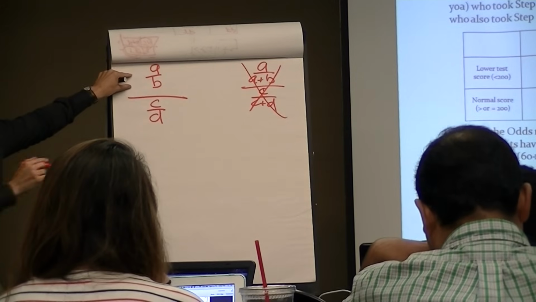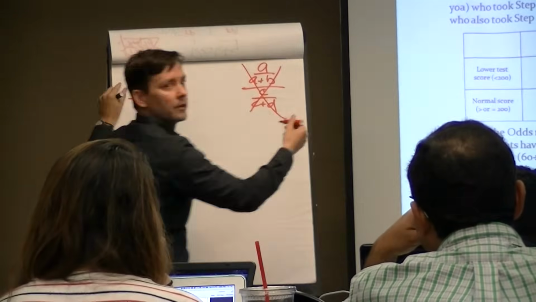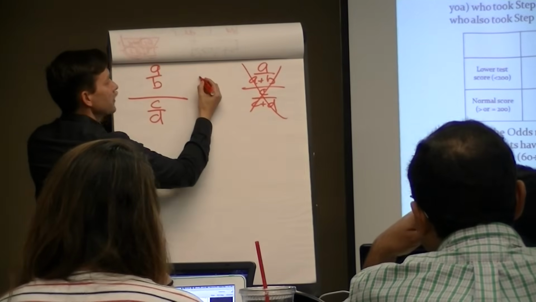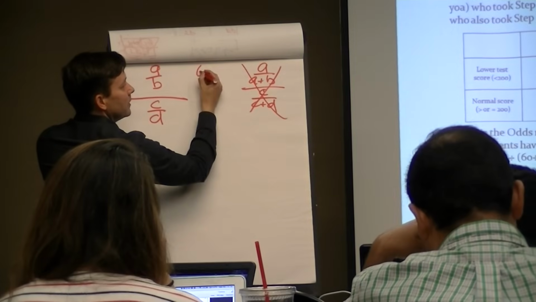So, the question said, what is the odds ratio of older students compared to? So who's going on top? The older. So what are my two numbers? 60.